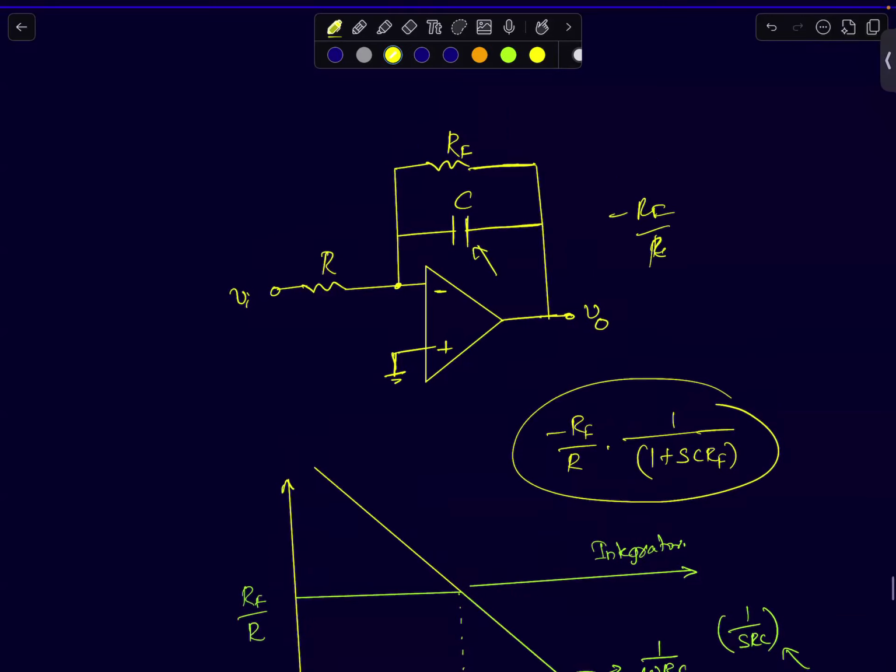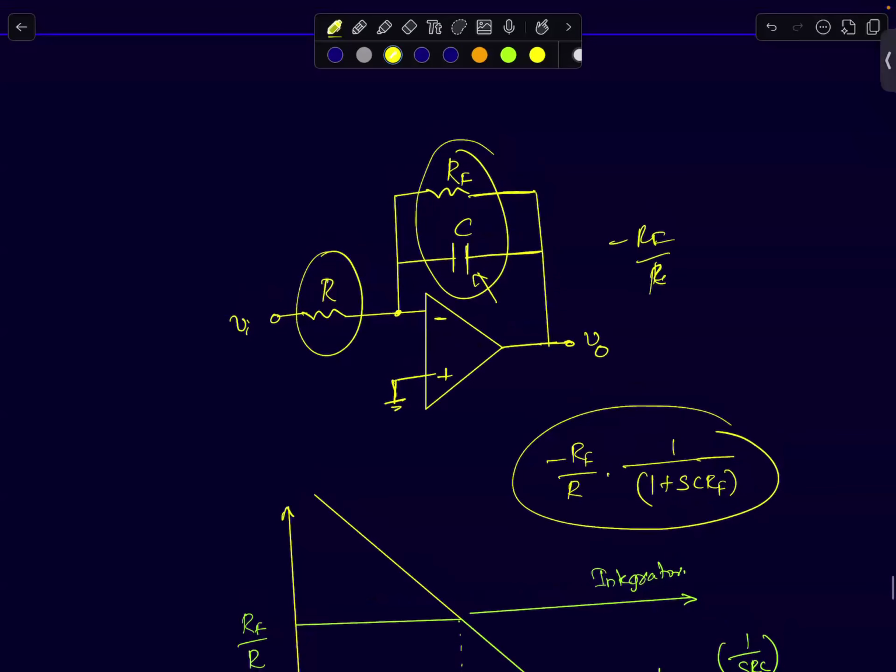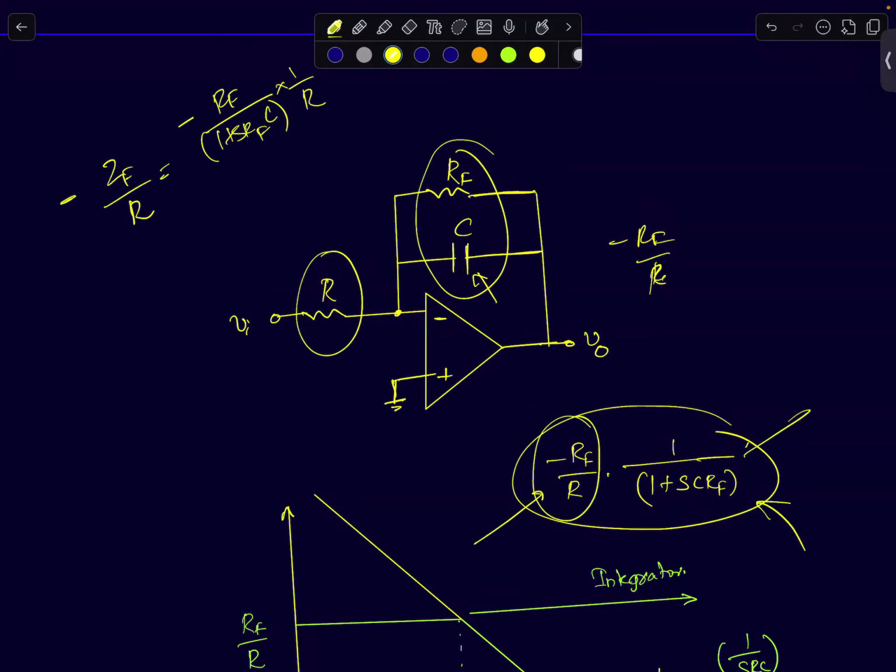The exact expression you can derive by taking the ratio of this impedance to this impedance, and that will turn out to be minus RF by R times 1 by 1 plus SCRF. That follows directly from Z feedback divided by Z input, which is R. Z feedback is RF by 1 plus SRFC, times 1 by R with a minus sign. That's it. I've taken RF by R common out, and you'll be left with a DC gain and a pole.